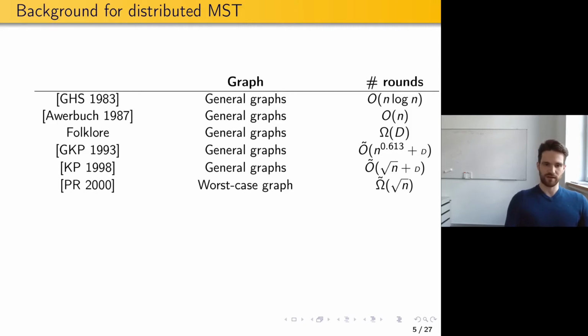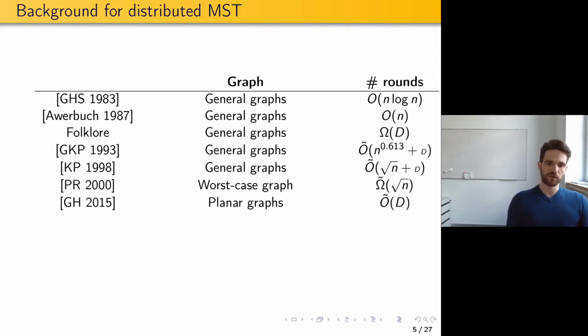Now, curiously enough, Peleg and Rubinovich proved a few years later that there exists one pathological worst-case graph for which you cannot do better. Specifically, that graph has a diameter of log n, so small, but in spite of the small diameter, it needs square root n rounds to actually compute the minimum spanning tree. So in some sense, this is tight on the worst-case graph. You can do square root n plus D everywhere, and you need square root n on this worst-case graph. So in some weak sense, the square root n plus D algorithm is optimal if you look at all the graphs.